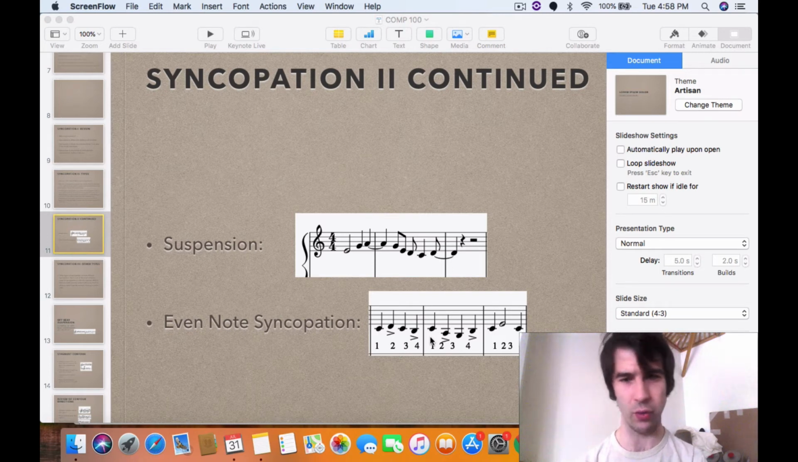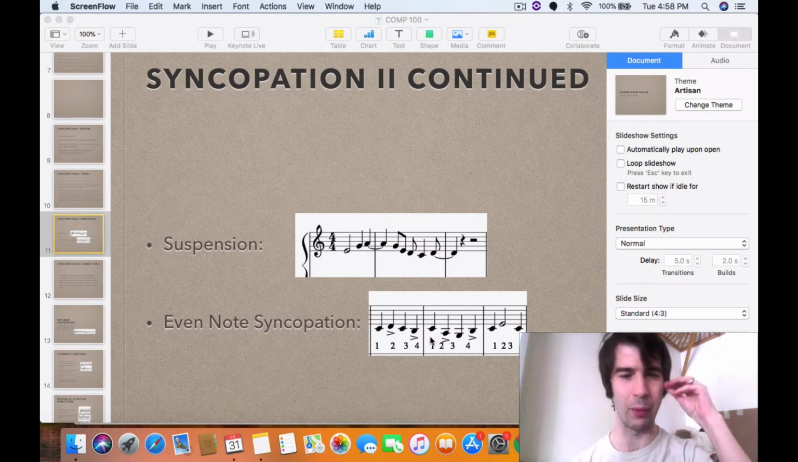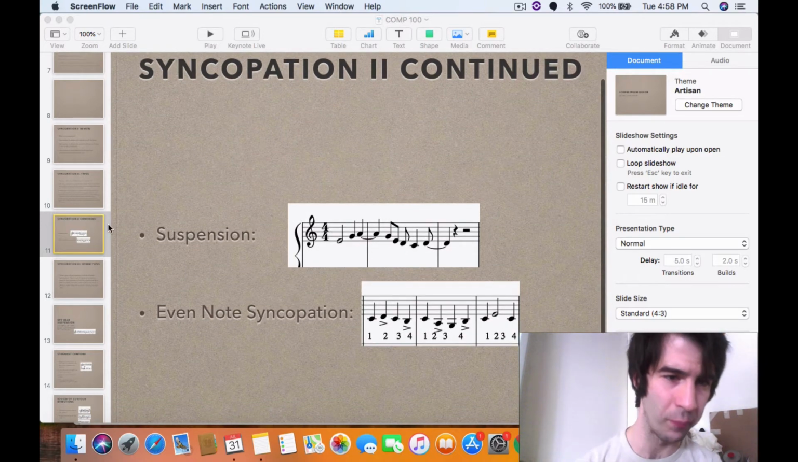In the last lecture, we went over suspensions, which are notes that get tied to other notes over the bar line. That's most common. And we talked about even note suspensions, which basically means the even beats in 4/4 time, or the even beats in another time signature, get the stress where normally the odd beats, the 1 and the 3 in the example below, get the stress. So it's different to our ears.